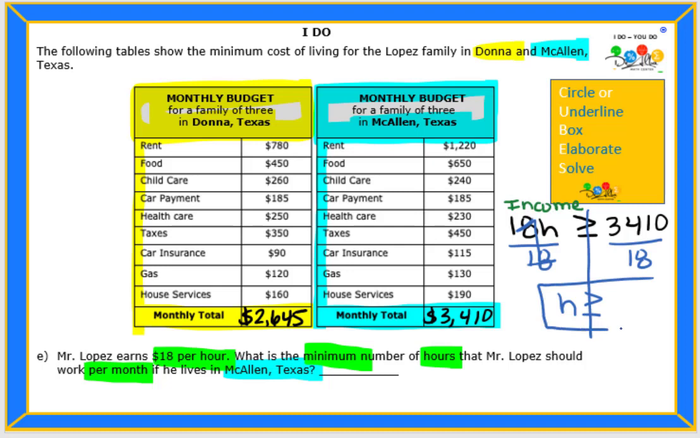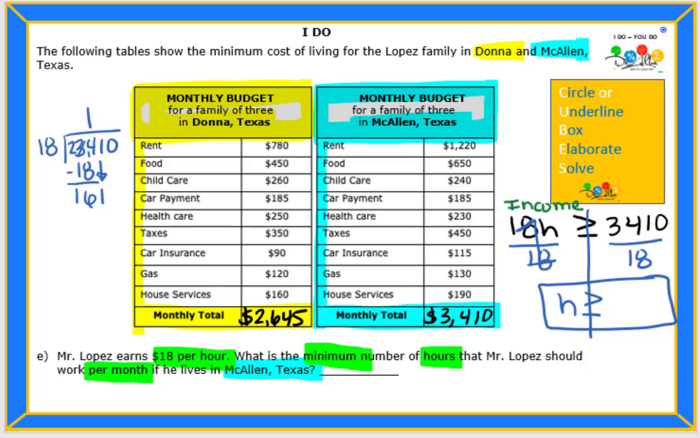I need to get my number from the right-hand side by dividing 3,410 by 18. Now I know 18 plus 18 is 36. So 2 would be too much. So I need 1. That's going to be 18. I can borrow and regroup. So that's 16, and we bring down the 1.